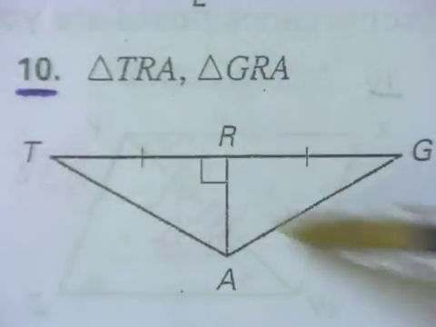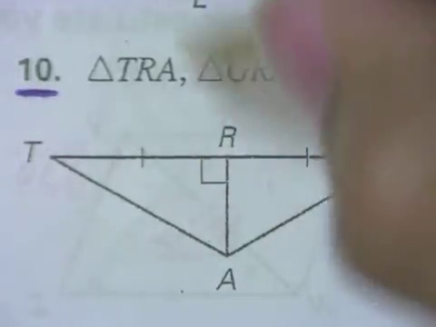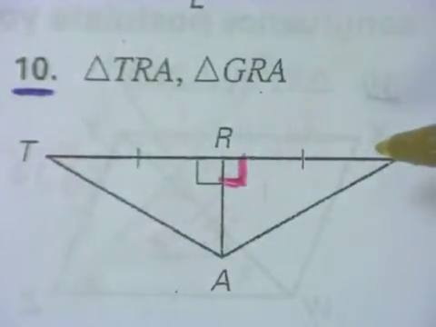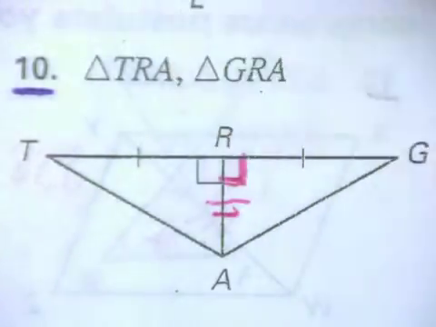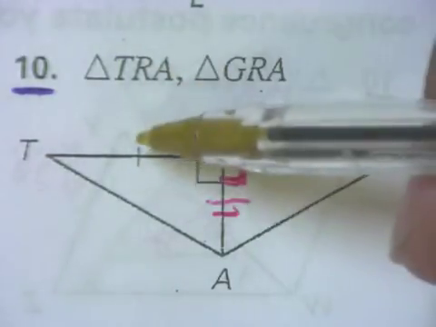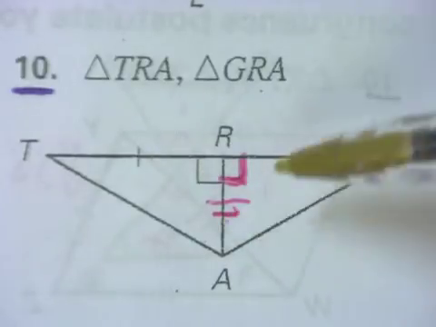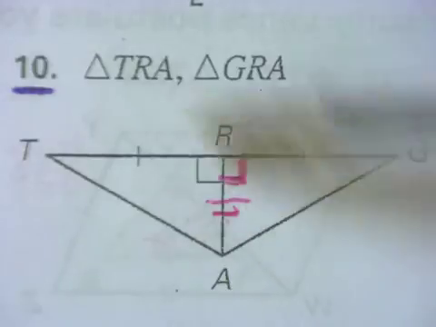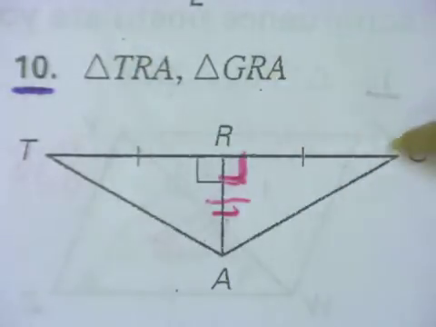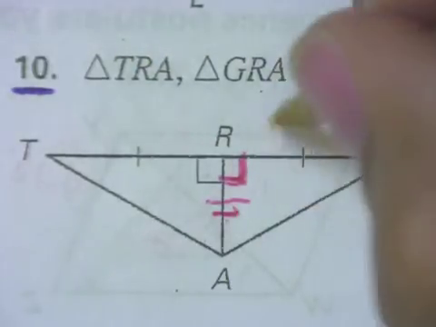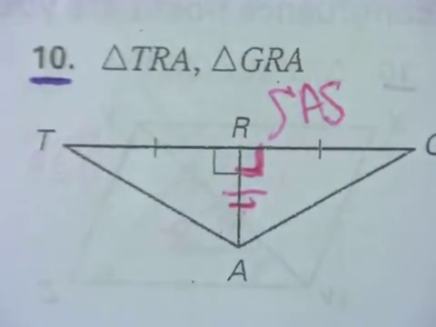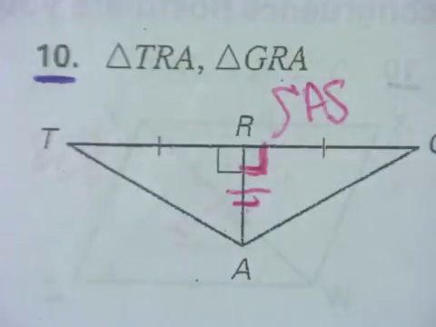And for number 10, finally, what do I have here? Well, I know that these sides are congruent. I know that this is 90 degrees here, so this is also going to be 90 degrees because they are a linear pair. And I know that segment RA is congruent to itself. So on this triangle, I have a side, angle, side, identical to the exact same side, angle, side, meaning that these two triangles, triangle TRA and triangle GRA, are congruent using the side, angle, side rule.